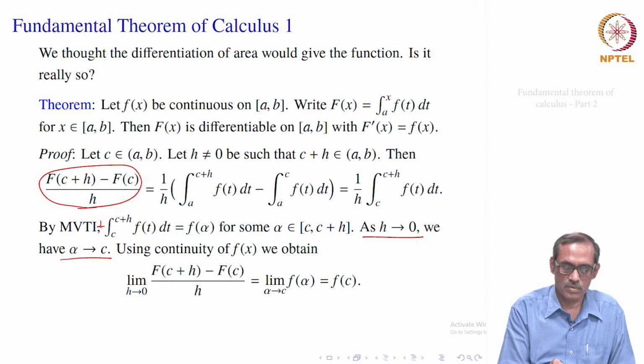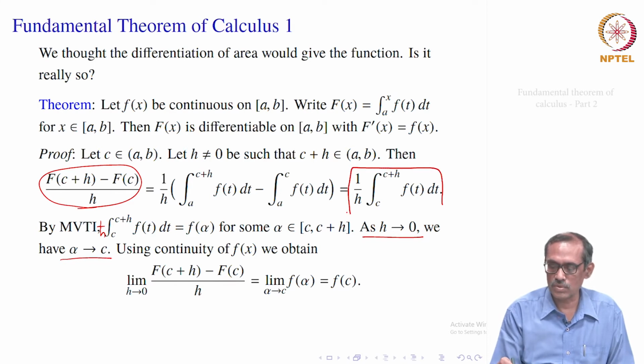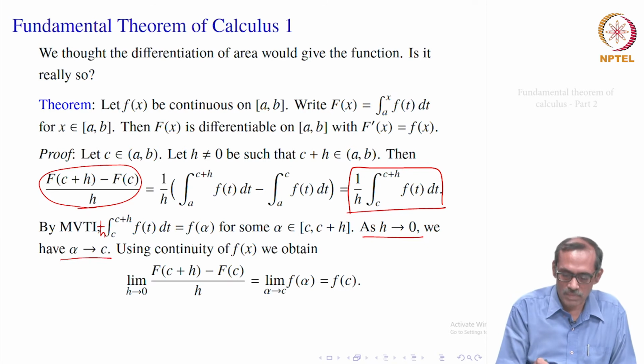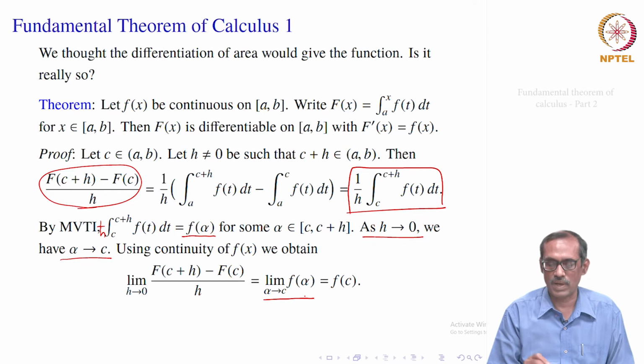Okay. So, that limit will be limit as h goes to 0 of F(c plus h) minus F(c) by h, which is the limit of this as h goes to 0, which is the same thing as the limit of f of alpha as h goes to 0. But as h goes to 0, alpha also goes to c. So, we can write this as equal to the limit as alpha goes to c of f of alpha. Now, that f is continuous. So, the limit as alpha goes to c of f of alpha is equal to f of c.